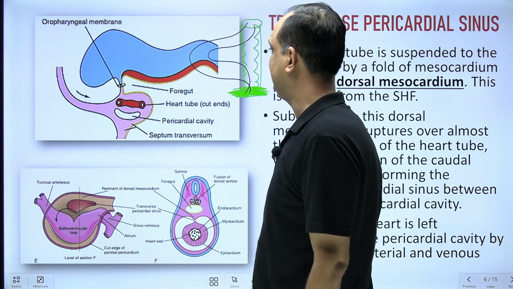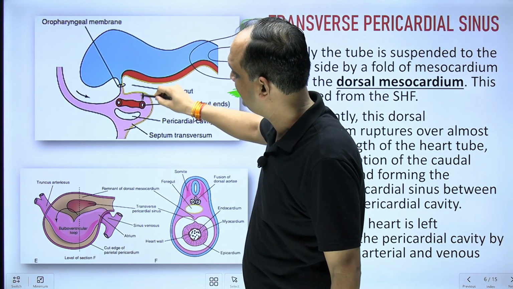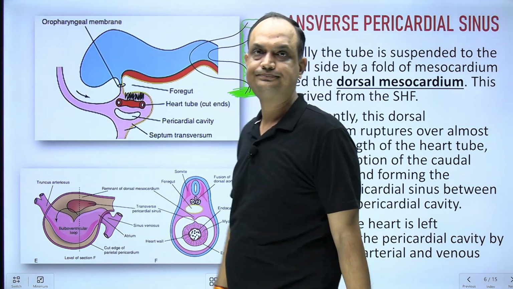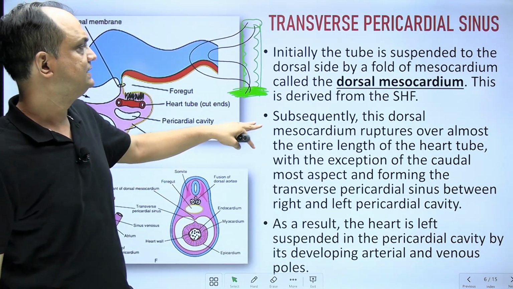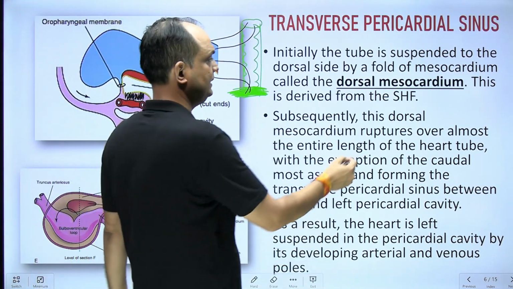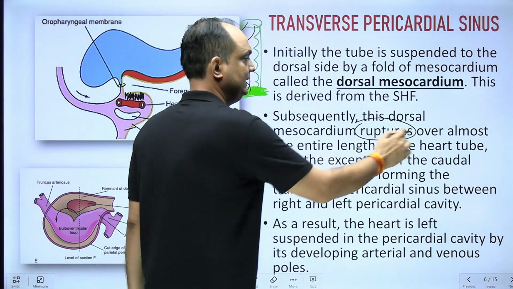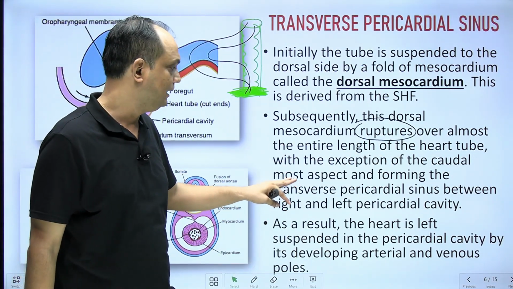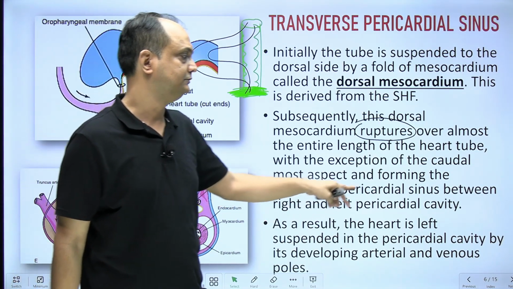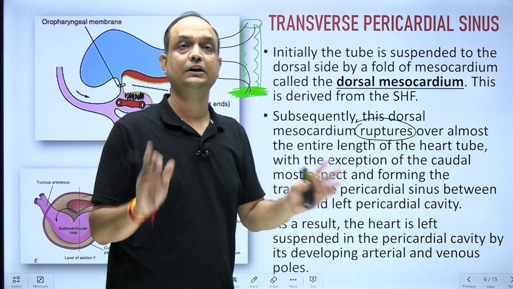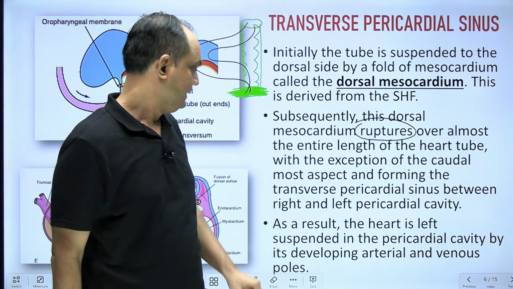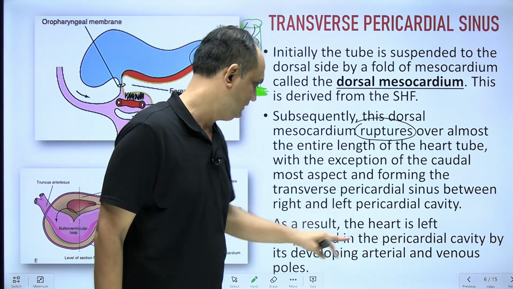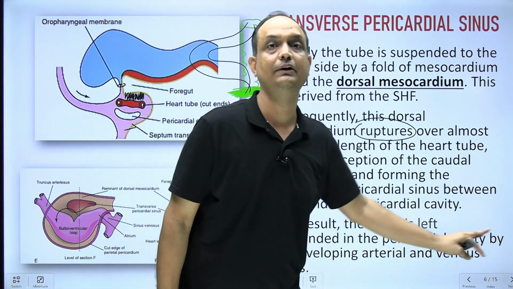In this diagram you can see the secondary heart field, and here the formation of this dorsal mesocardium. Subsequently the dorsal mesocardium ruptures over almost the entire length of the posterior border of the heart tube except the caudal end, and the transverse pericardial sinus appears, which connects both sides of the pericardial cavity. As a result, the heart tube is left suspended in the pericardial cavity by the developing arterial and venous ends.